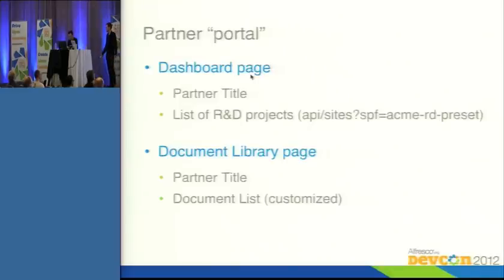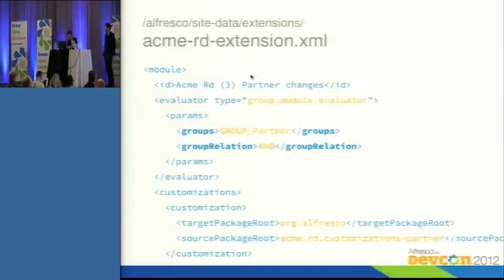Same thing will happen there. We'll heavily customize that page template and make sure that none of the usual components are visible. Instead, we'll show the same custom partner title component again, and we'll keep the document list, but we'll customize it and make sure that it only displays the published articles and also that it will render the content inline when the document is clicked.